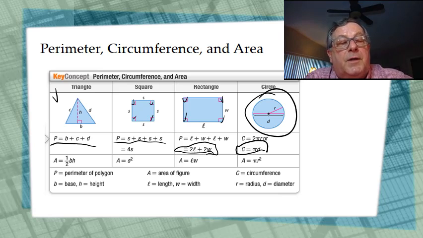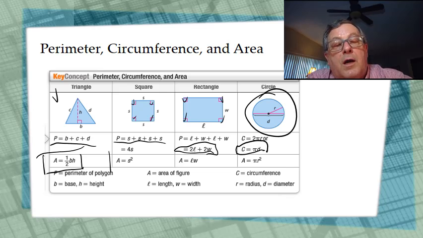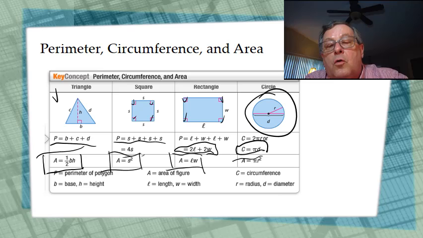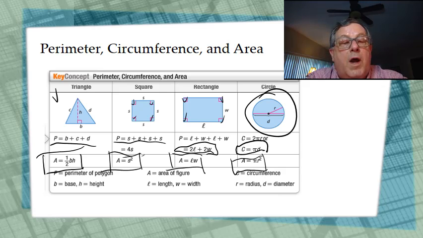Now the area is a little bit different. In a triangle, it is 1/2 the base times the height. In a square, since all the sides are equilateral, they're the same length, it is just the side squared, or side times side. With a rectangle, the area is the length times the width. And if we're finding the area of a circle, it is pi times the radius squared.